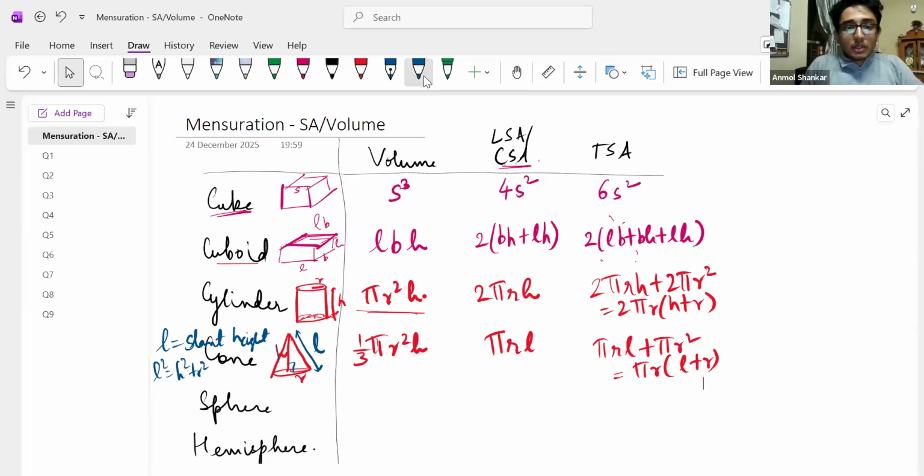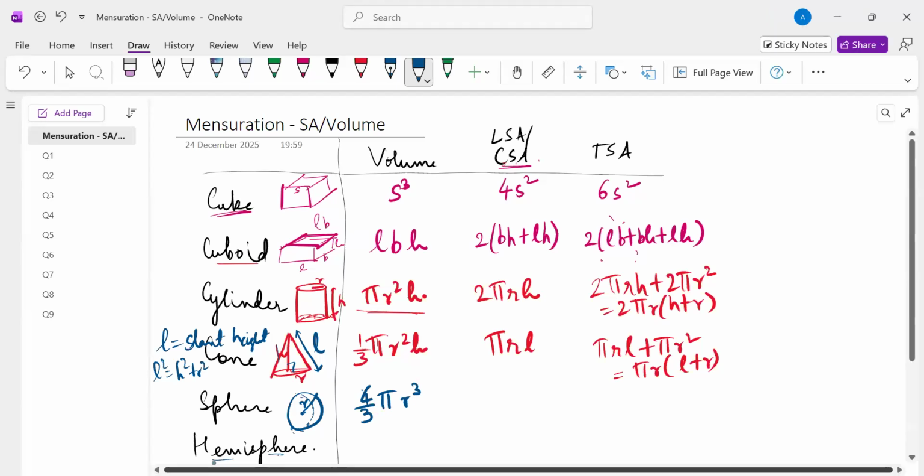Okay, then we will go to sphere. For a sphere we will have only the radius. How do we make this a sphere? Can we do it like this? Okay. So this is the radius. Tell me, what is the volume of a sphere? Okay. Volume of a sphere is 4/3 pi r cube. Right? Now what will it be for a hemisphere?